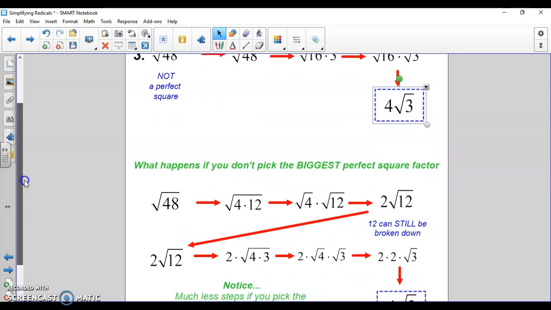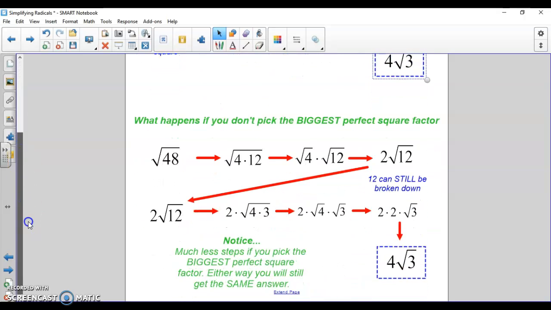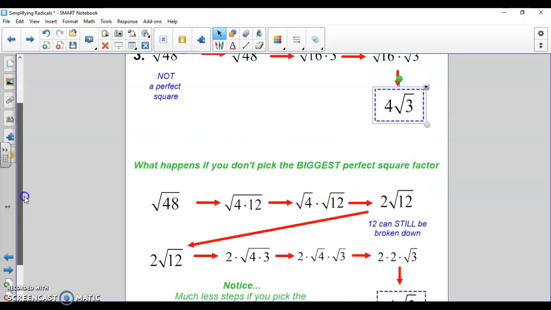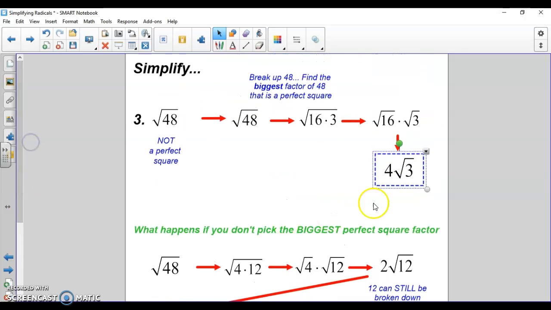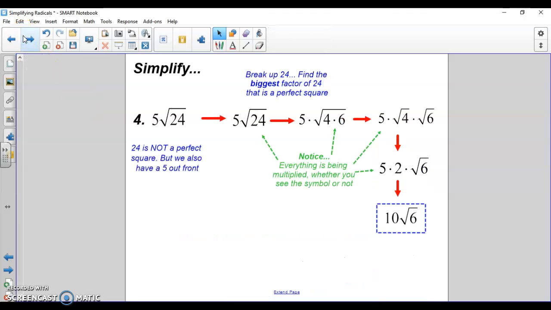If you don't pick square root of 4 or 16, you got a lot more work, as you can see. I'm not going to go over that, but you can still get the same answer. It's just a lot more work involved. That's all. I would focus on that top portion there. All right. Last one to make note of before we get into some newer stuff.